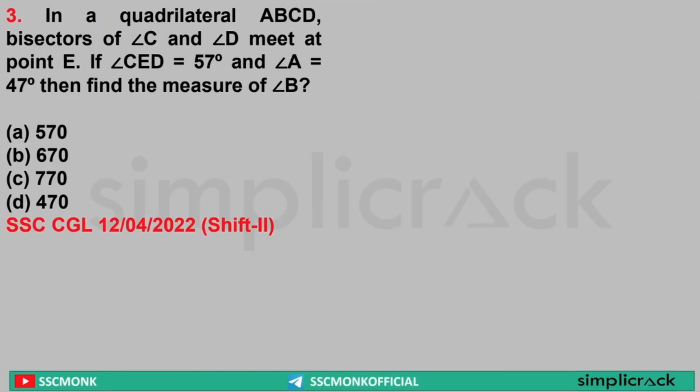Next. In a quadrilateral ABCD, bisectors of C and D meet at point E. So what is it saying? This is, let's say, a quadrilateral, okay?